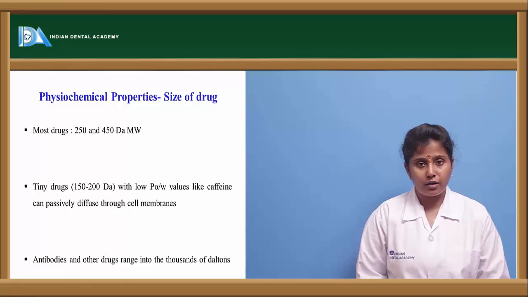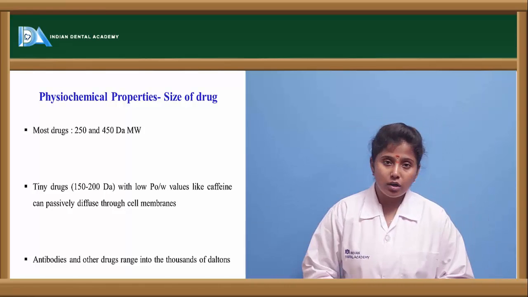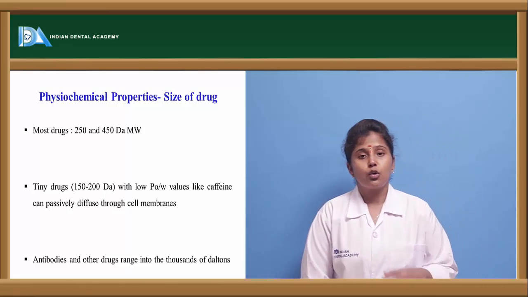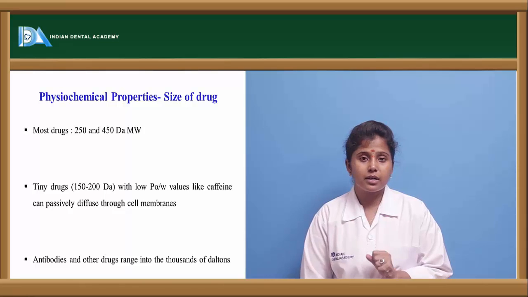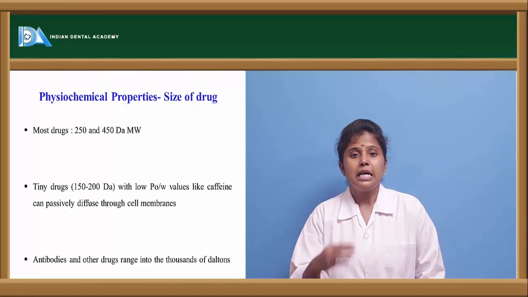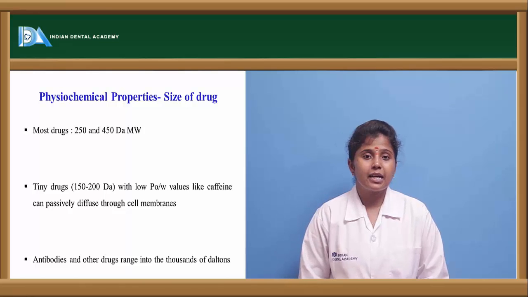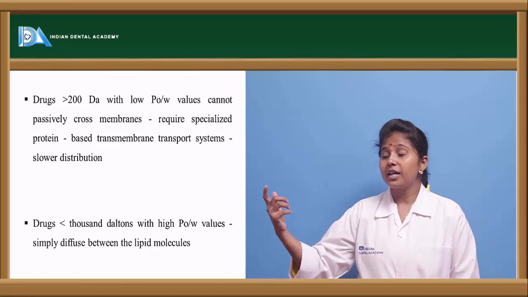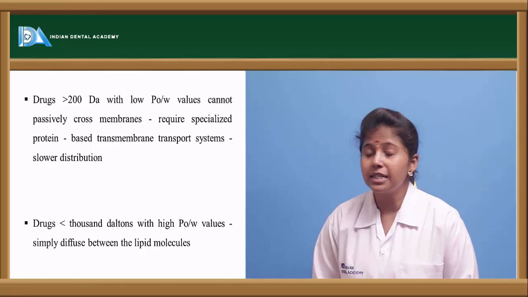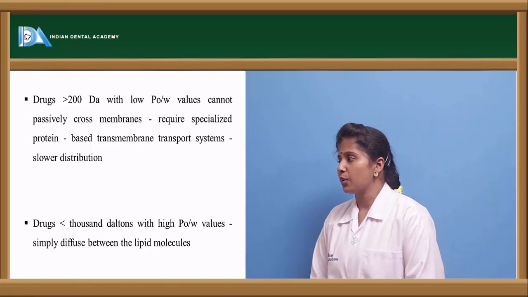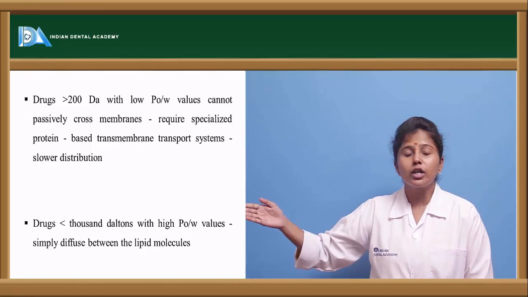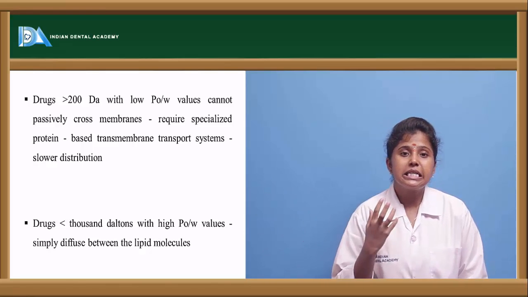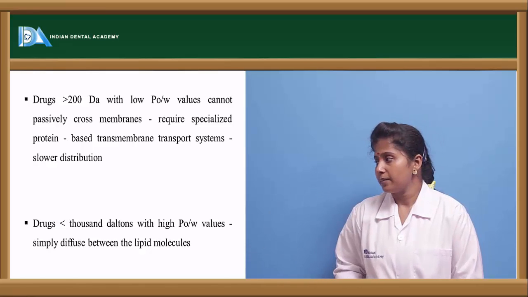The other property is the size of the drug. If the drug size is larger, it is not distributed easily. Most drugs are about 250 to 450 Daltons in molecular weight, and at this range the drugs are easily distributed. Whereas if the molecular weight increases, distribution is not that easy. If drugs are greater than 200 Daltons and have a low partition coefficient value, they cannot cross the plasma membrane, and then they need specialized carriers to get transported.